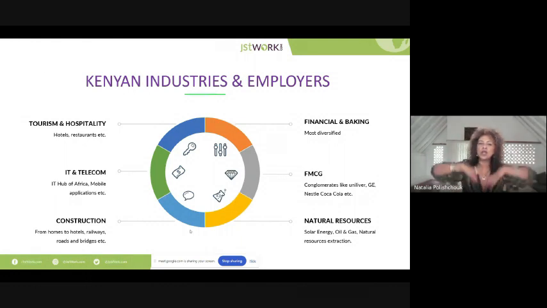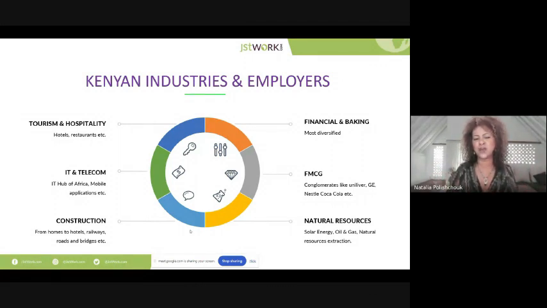Now, when we look at across all of Africa, and we look at Kenya specifically, there are, I would say, these 6 areas are really, really well developed. 4 of these areas are very well developed across all of Africa.